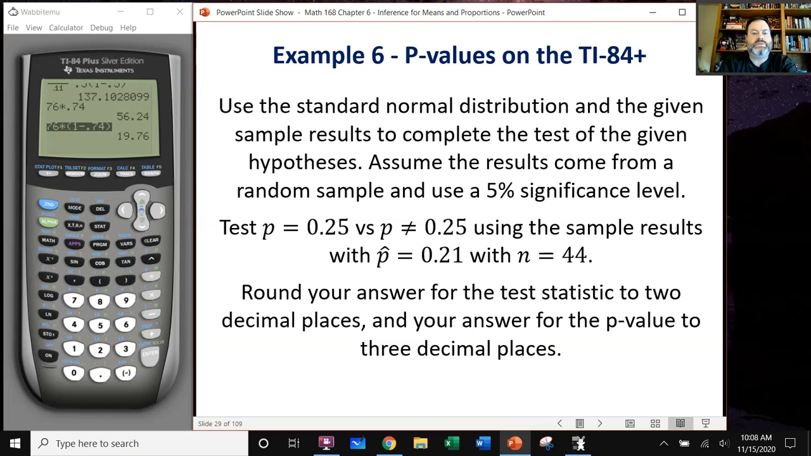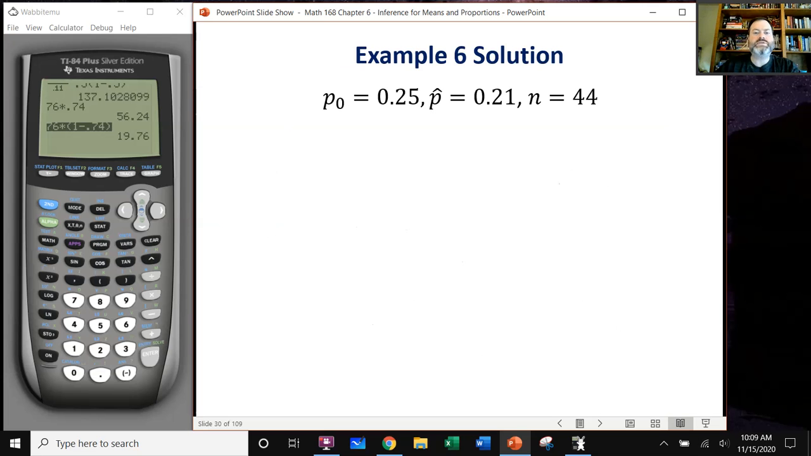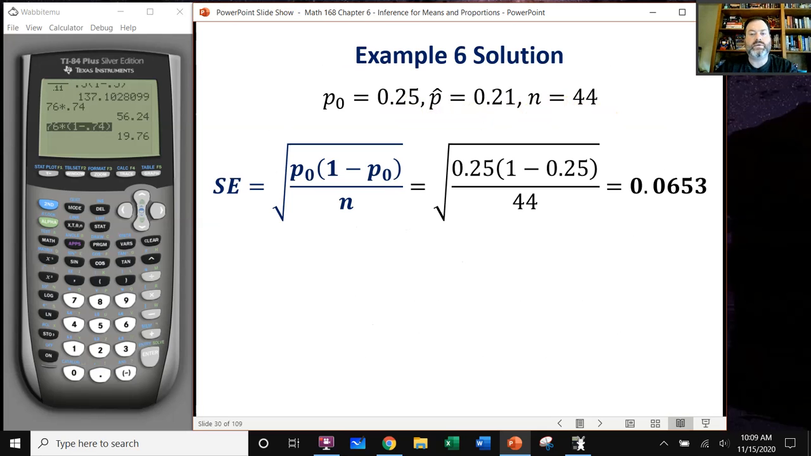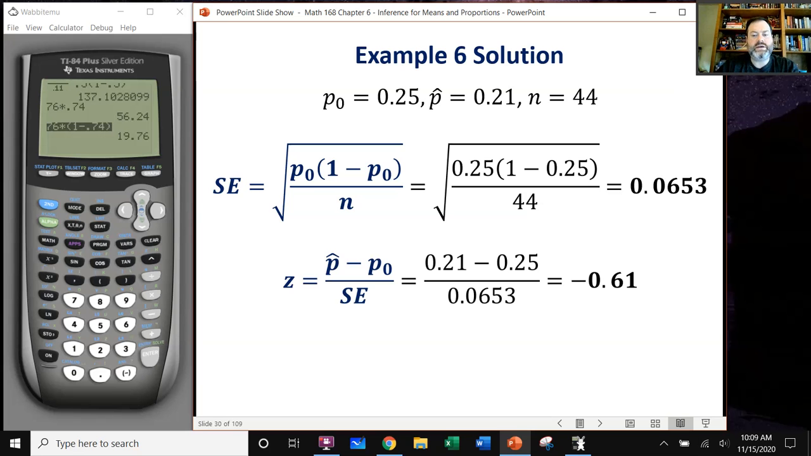Use the standard normal distribution. Oh, I already read all that. So this is just a different setup. p is 0.25 versus not equal to 0.25. Our sample results are p hat 0.21, n is 44. Same sort of thing. So our null value is 0.25, p hat is 0.21, n is 44. And this is a two-tail alternative hypothesis, it's a not equal. Compute the standard error. Again, go ahead and pause the video and check that you can get the same number. Then the test statistic.